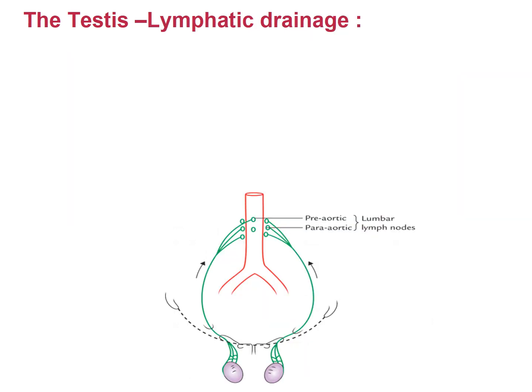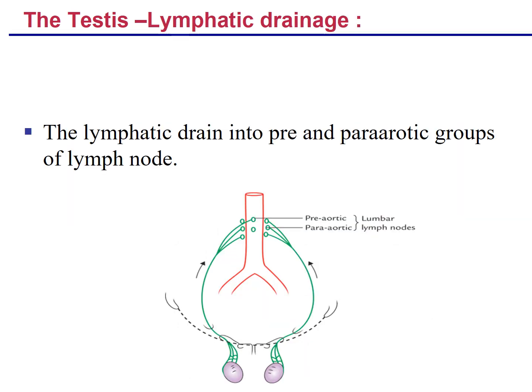Lymph from the testis drains into the para-aortic lymph nodes. These lymph nodes are around the abdominal aorta.